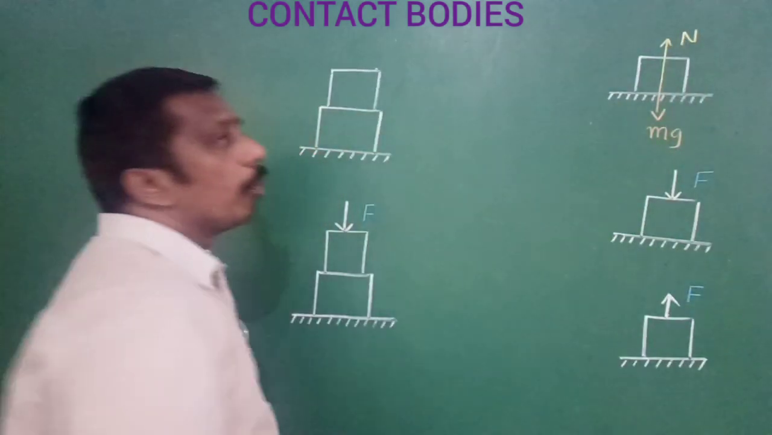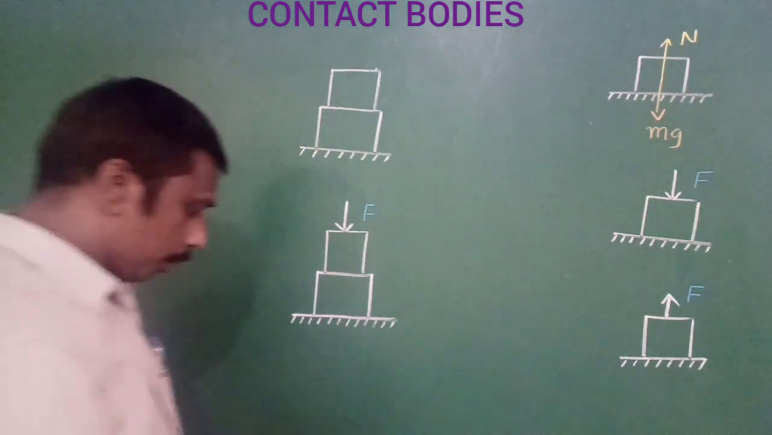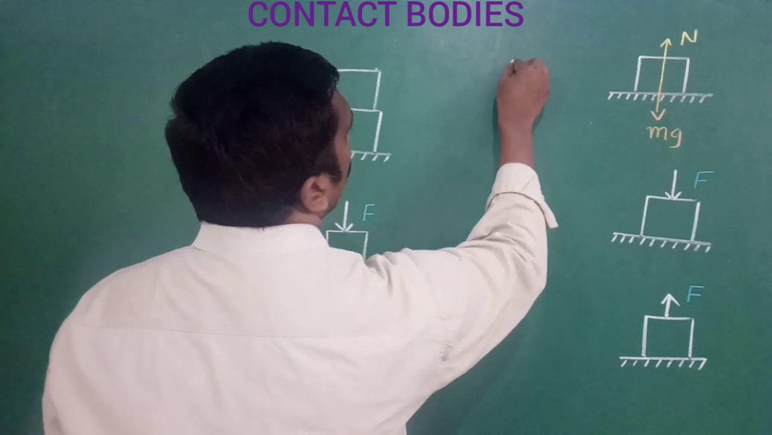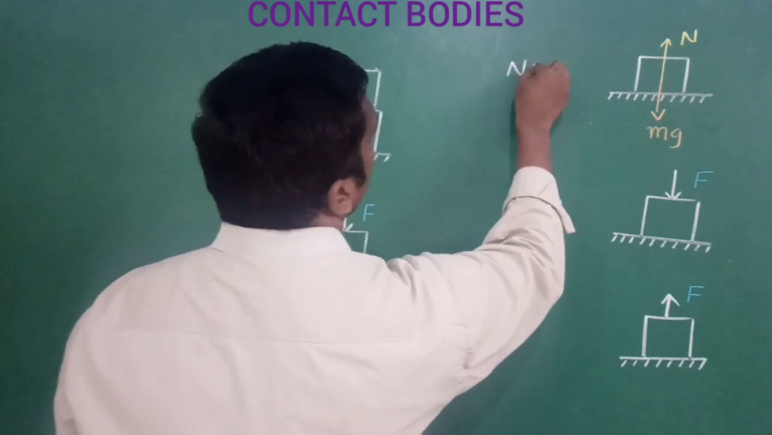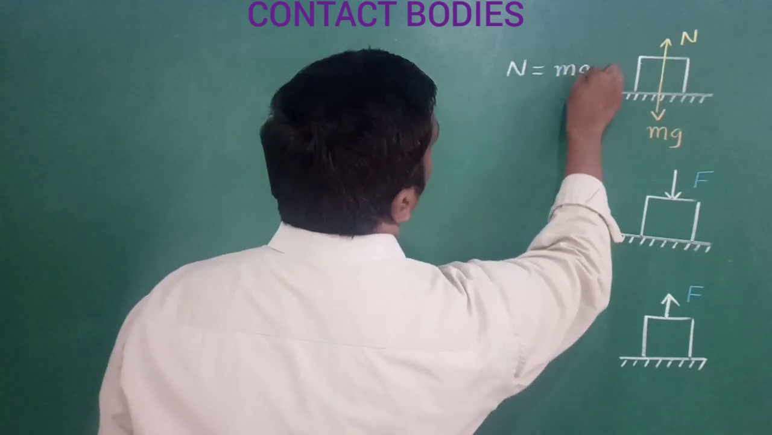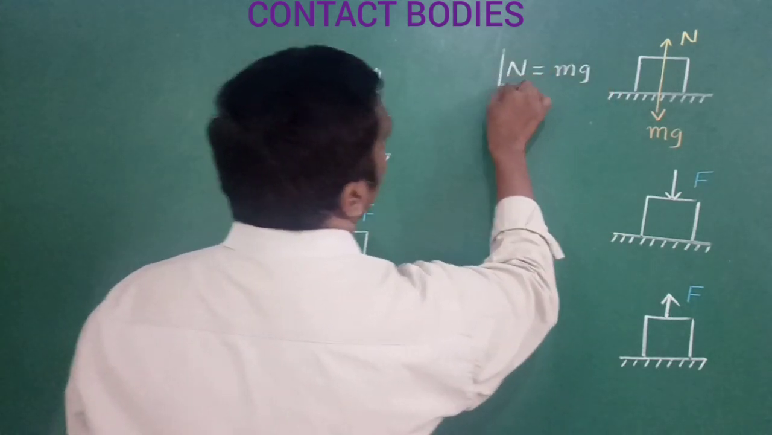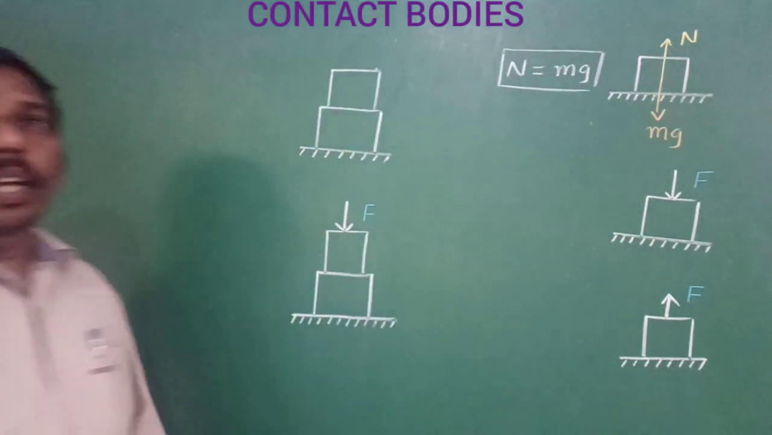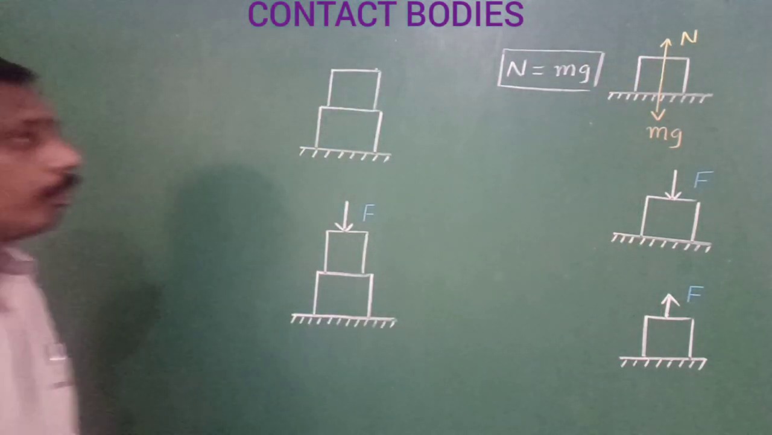In this case, block is in equilibrium. So net force acting on the block is equal to 0. So upward forces is equal to downward forces. In this case, normal reaction N is equal to mg. This is the normal reaction between ground and block.